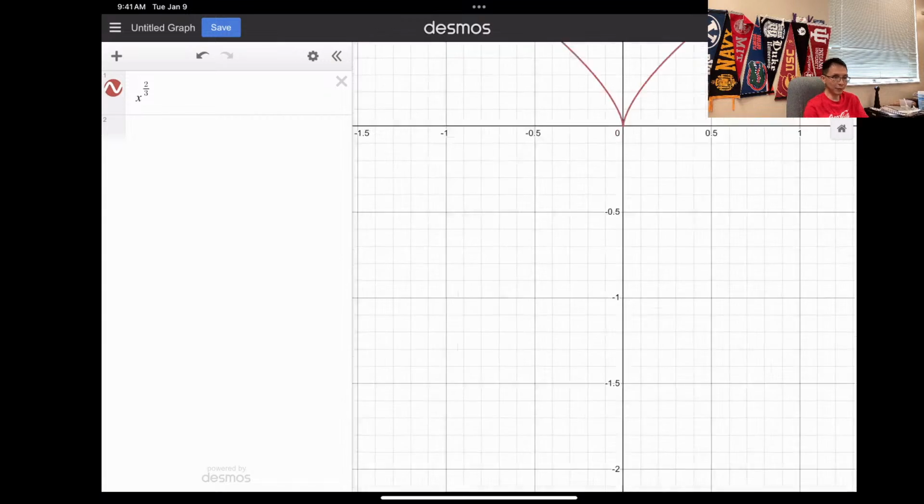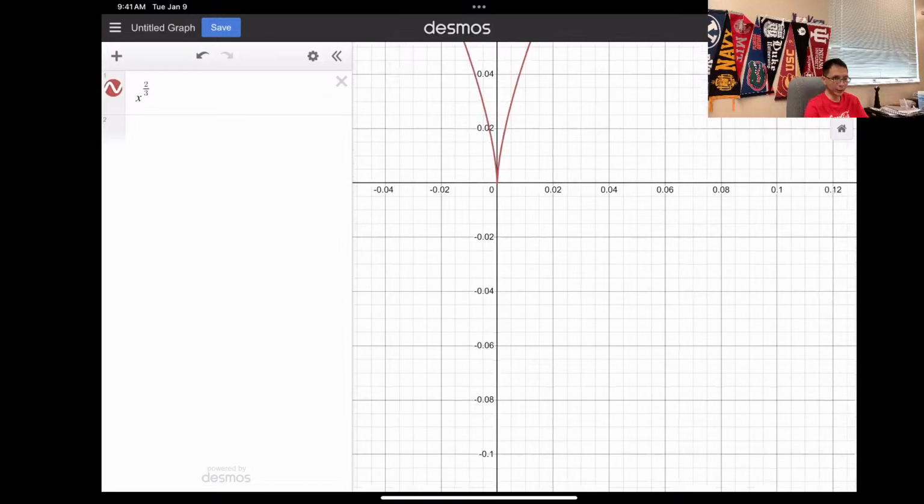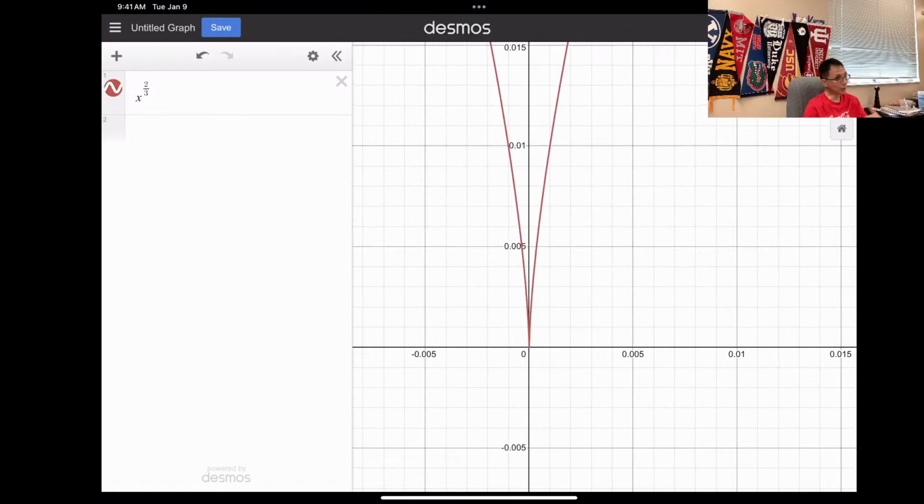Not only that, if you pay attention, there's a vertical tangent right here. If you pay attention, from this side the slope is going to reach negative infinity, and from the other side it's going to reach positive infinity. The slope has a drastic change. So it's a cusp. It fits both situations, a vertical tangent and, at the same time, a sharp turn.